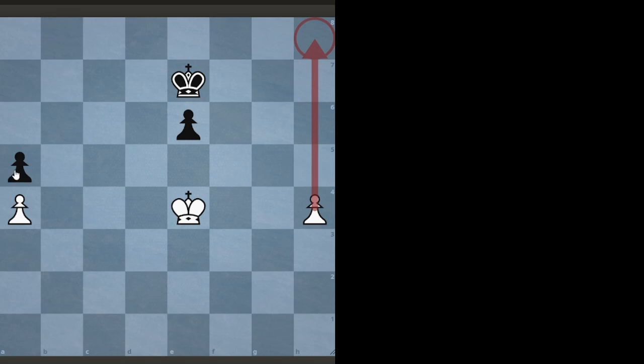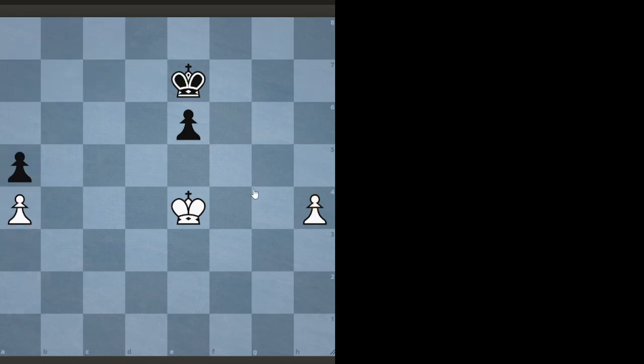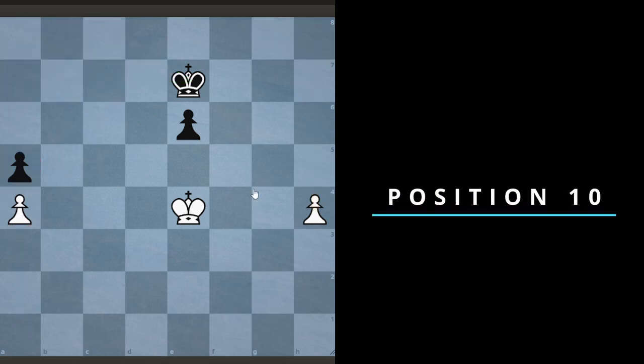Why? Because in this case, it was the case of the edge pawn, and the black king, after capturing the white pawn, reached one of these squares highlighted blue. And that's why it was a draw. Now let's check out what happens if it is black to move.